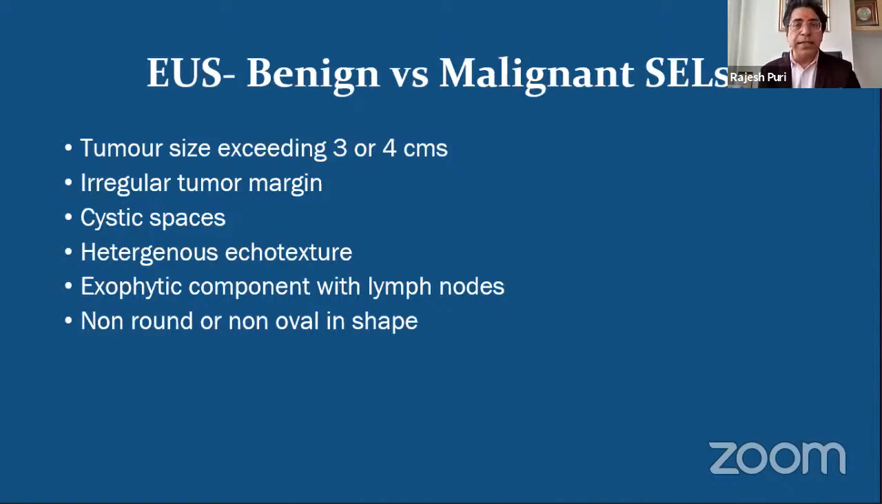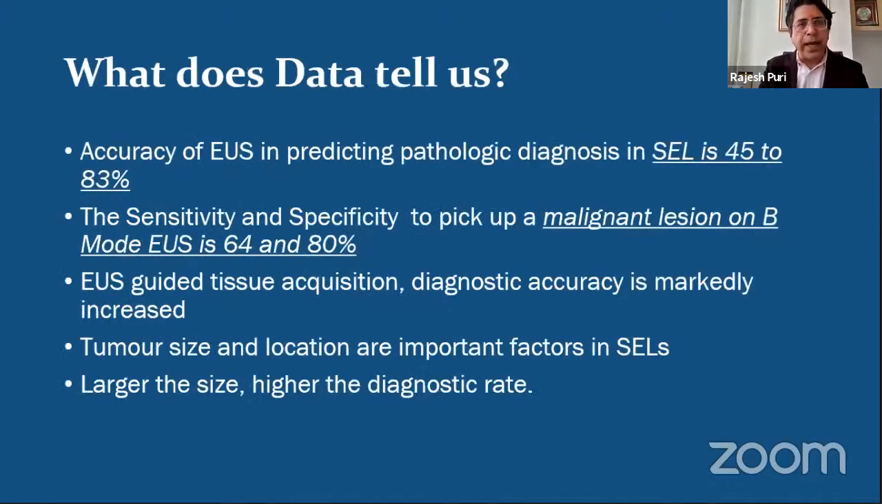So if you see a lesion which is hypoechoic, originating from the fourth layer, more than 3 centimeters in size, with irregular tumor margin, cystic spaces, heterogeneous echotexture, and on contrast EUS, if you find cystic spaces and heterogeneous enhancement of the lesion, the possibility of a malignant GIST is very high.